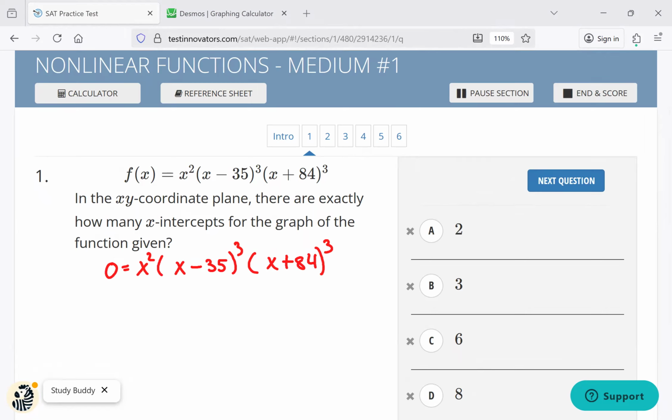If you set each factor equal to 0 and solve for x, you get x equals 0, x equals 35, x equals negative 84. Now, it doesn't matter about the multiplicity. At x equals 0 it has a multiplicity of 2, 35 has a multiplicity of 3, and negative 84 has a multiplicity of 3. That's not what they're asking. They just want to know how many x-intercepts you have, and you have a total of 3 different x-intercepts. So it's going to be B.